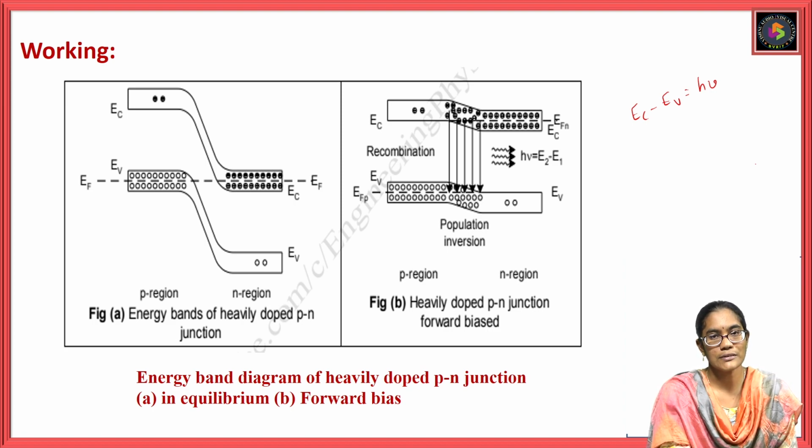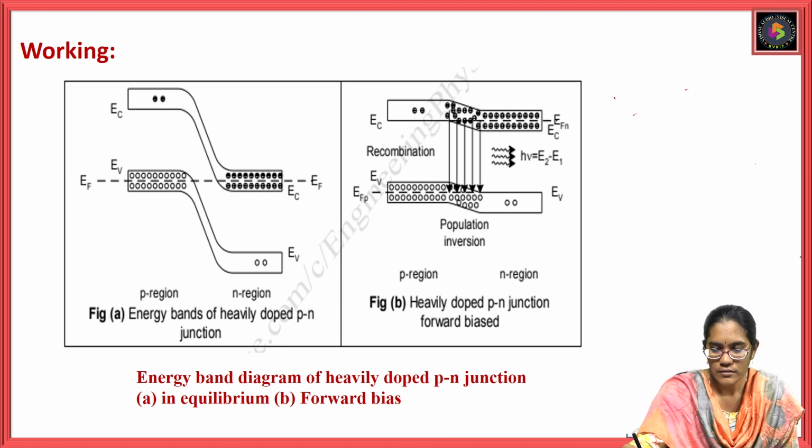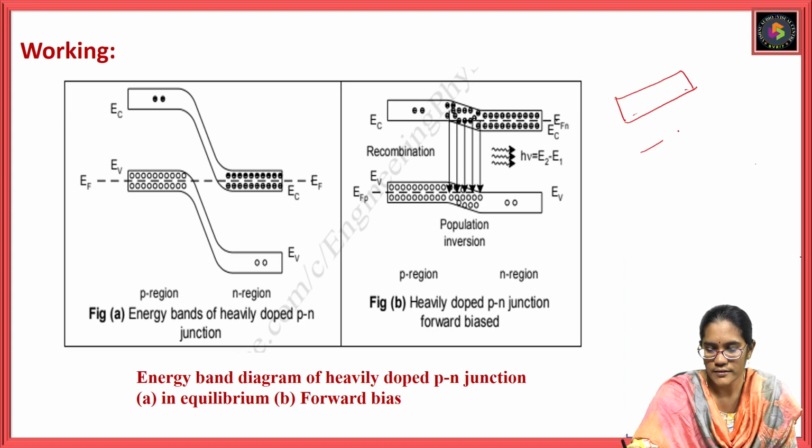Semiconductors are basically classified into two types: intrinsic semiconductors and extrinsic semiconductors. In the case of an intrinsic semiconductor, the Fermi level position is midway between the conduction band and the valence band. If you see this, for example, this is the conduction band and this is the valence band.